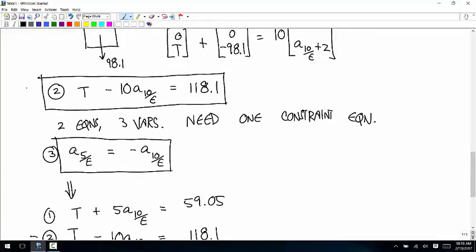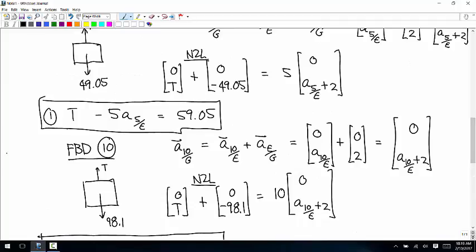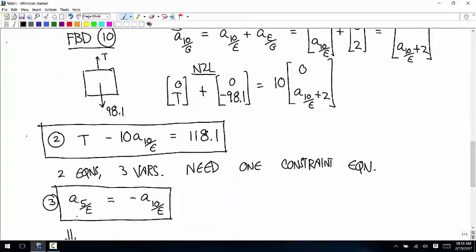Yeah, I made the substitution here. So t minus 5 times the acceleration of 5 relative to the elevator. And that's the one that I substituted in this constraint equation. Any other questions? It's pretty cool, isn't it?